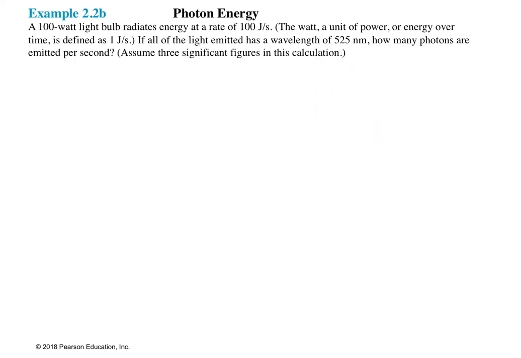Okay, so now we have a 100-watt light bulb that has 100 joules per second. So pretty powerful. And just know a watt is a joule per second. So if all the light has a wavelength of 525 nanometers, how many photons are emitted per second? Since this is a joule per second, and I want to know how many photons are emitted per second, we can do something very similar. So I'm going to encourage you to follow the same protocol as we did in the last example before I show you how to do it.